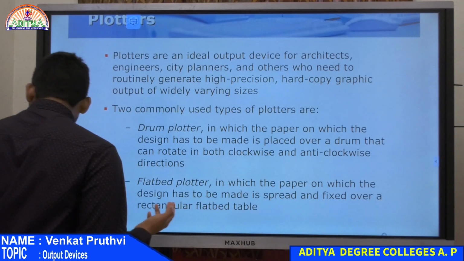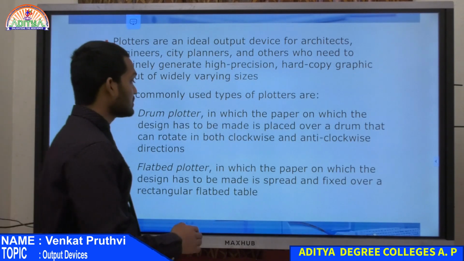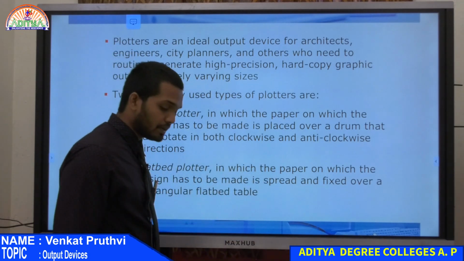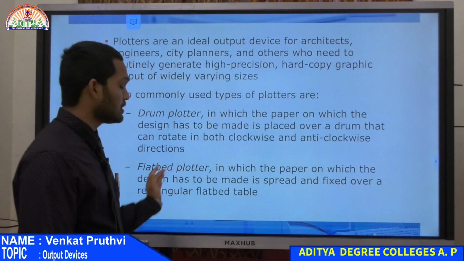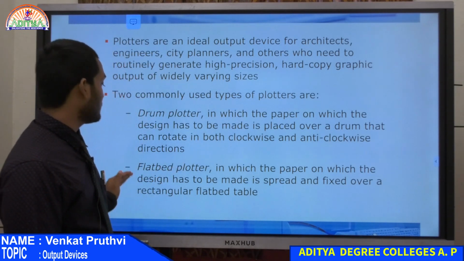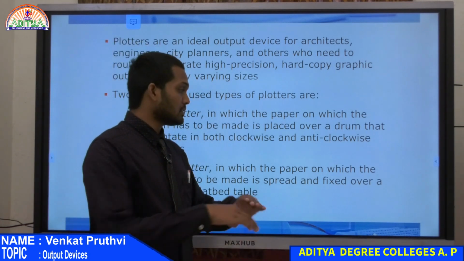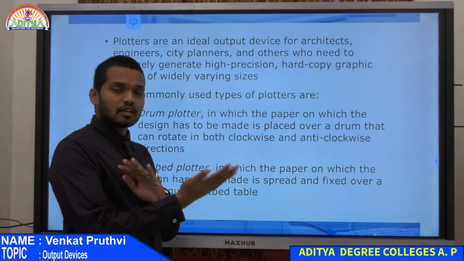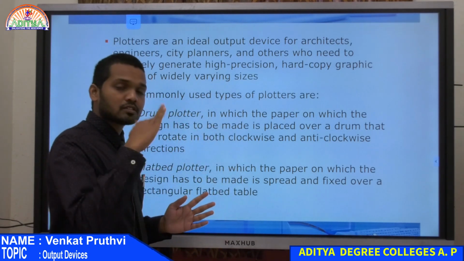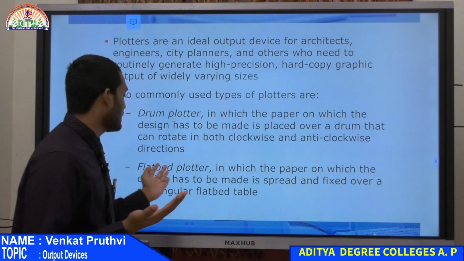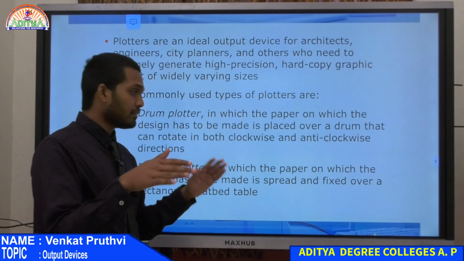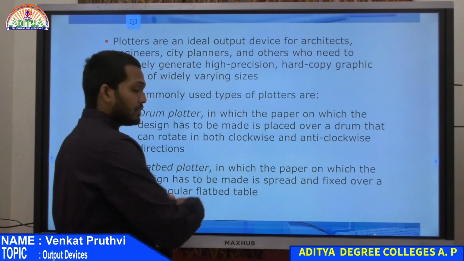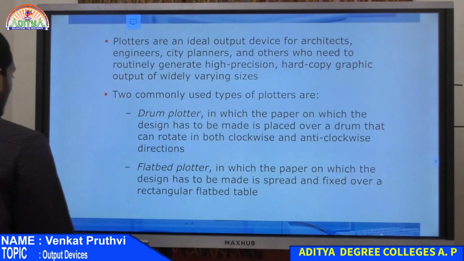Next, what do you mean by flatbed plotters? In a flatbed plotter, the paper on which the design has to be made is spread and fixed over a rectangular flatbed table. So in drum plotters, you have a cylindrical drum onto which you place the paper, and it rotates in clockwise or anti-clockwise directions. Whereas in the flatbed plotter, the paper is placed over a fixed rectangular flatbed table, and we get the output design that we want.